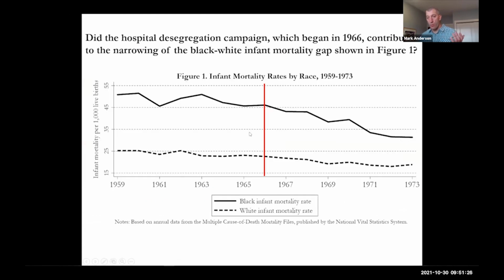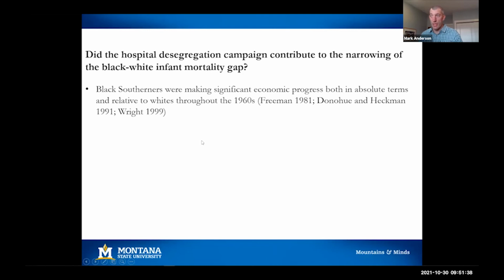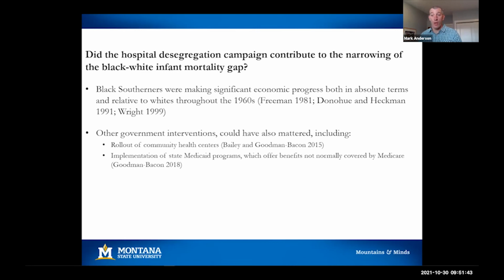So back to our principal question of interest: did this campaign contribute to the narrowing of the gap? The campaign started in 1966. Certainly there were other things going on at the time that could have mattered. Black Southerners were making significant progress, both in absolute and relative terms, and there were other policies going on. The rollout of community health centers, which Bailey and Goodman-Bacon have shown potentially mattered. And implementation of state Medicaid programs, which we tried to take into account a little bit, which I probably won't have time to talk about. So how are we going to try to isolate the effect of desegregation of hospitals?